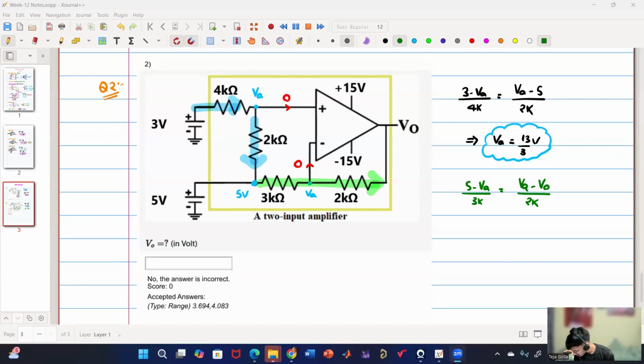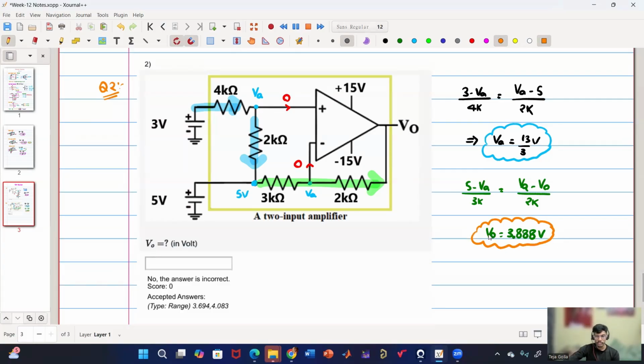So V0 is 3.8888. Nandini, kindly check if you are getting the same answer, because this is matching with mine. We notice 3.888, which is also in the range that is given. Yes, Parvatam also says 3.88.